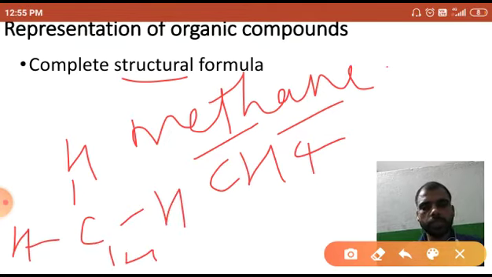What you are seeing is that carbon is combining with hydrogen, and this is the complete structural formula. Carbon is forming a bond with each hydrogen. There are 4 hydrogens, which means 4 bonds have formed. So this is a complete structural formula. If I give another example, methanol, okay? What is the formula of methanol? CH3OH. How can I write that?